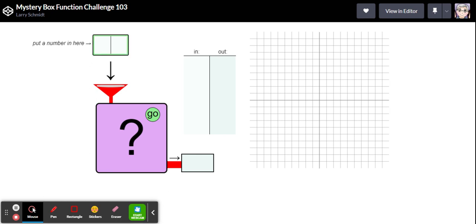All right, let's begin with a 0. So 0 gives us not a number, and most of the time when we've seen the not a number, it's because we're trying to take the square root of a negative number. So maybe that's the case here. Maybe it's a square root function. Let's try a 1.